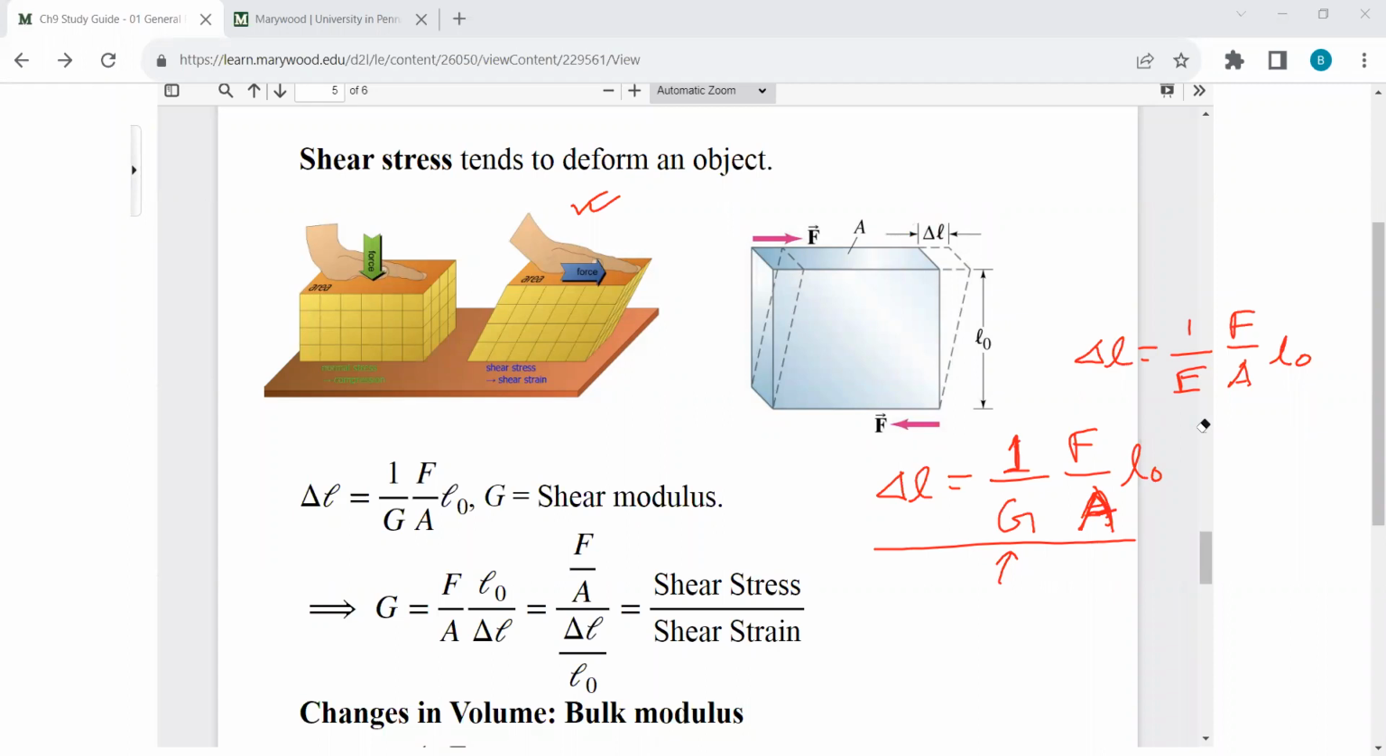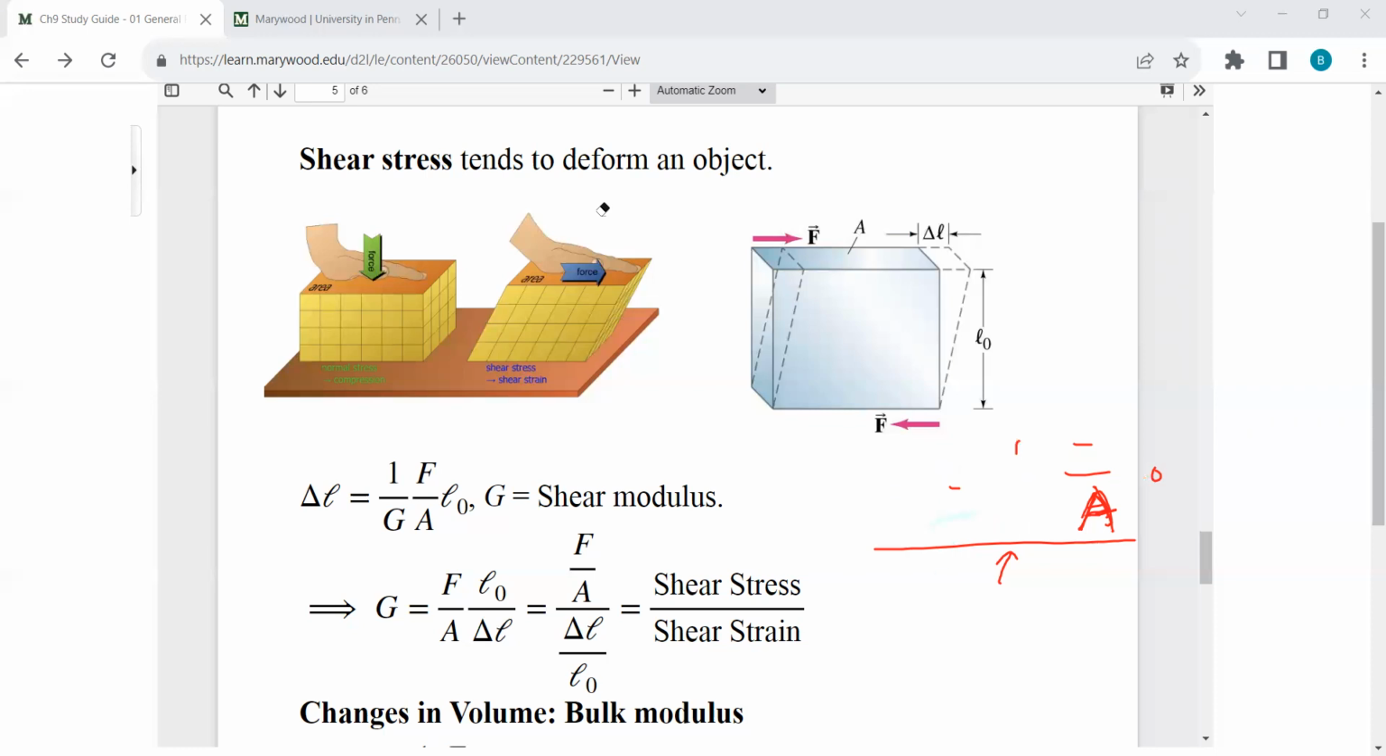Here G is the shear modulus, F is force, A is the area where the force is applied, and L0 is the length between the two opposite sides where the force is applied. Okay, all right.